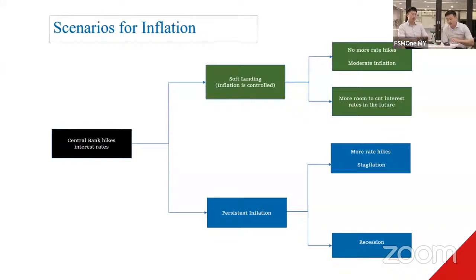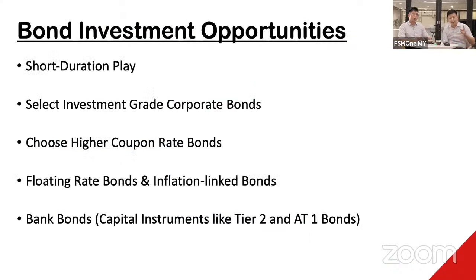Like Randy said, as a bond investor, what can we do? What are the avenues, or what are the strategies that we can apply in picking our bonds? What should the criteria be? So let's look at the next slide. Maybe I'll just jump into the first one, Randy. The first one is the short duration play.